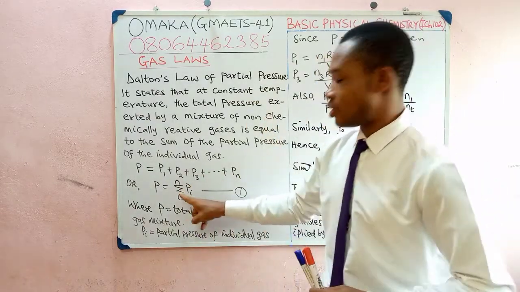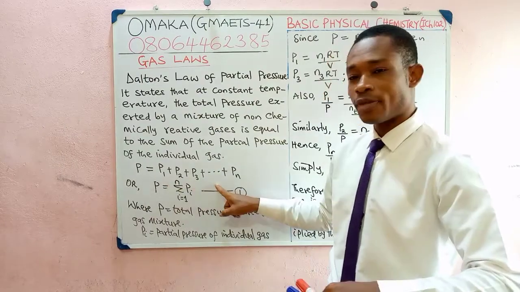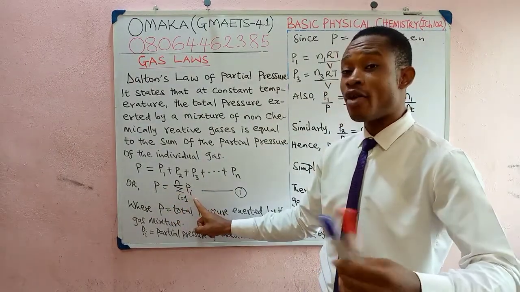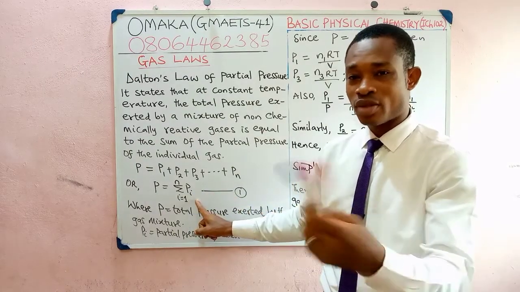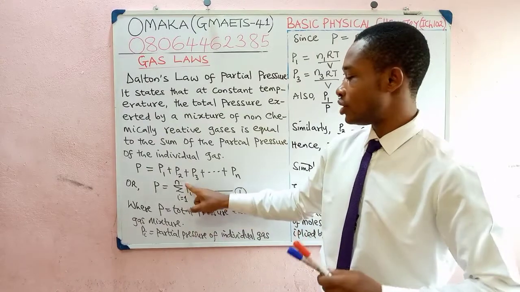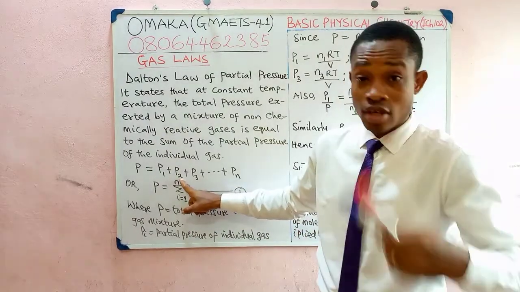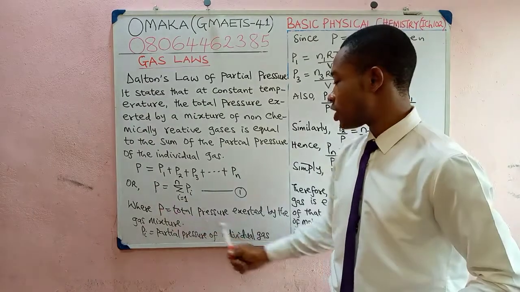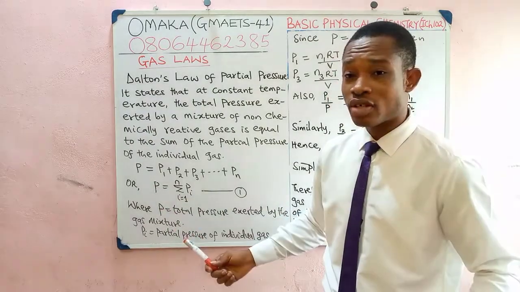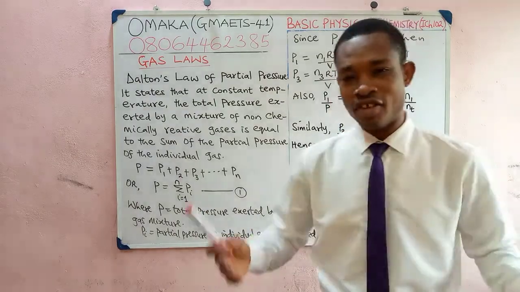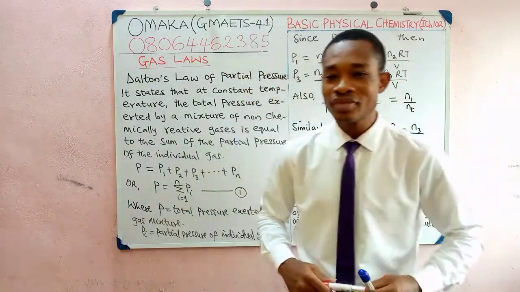Now, we can write a summation term for these. Total pressure P is equal to the summation of Pi, where i represents all the gases, 1, 2, 3, and the rest, taking from gas 1 down to gas n, depending on the number of gases you have there. P here represents the total pressure exerted by the gas mixture, and then Pi represents what? The partial pressure of the individual gas.